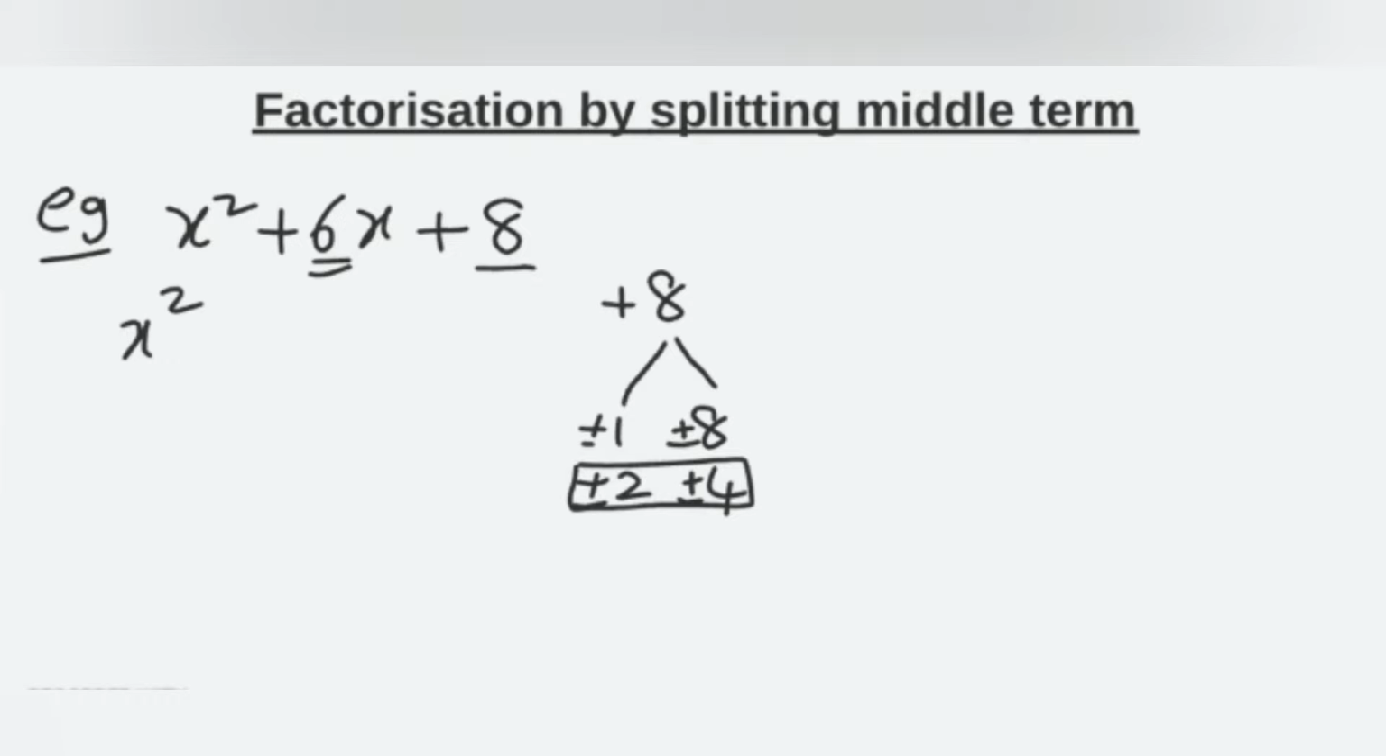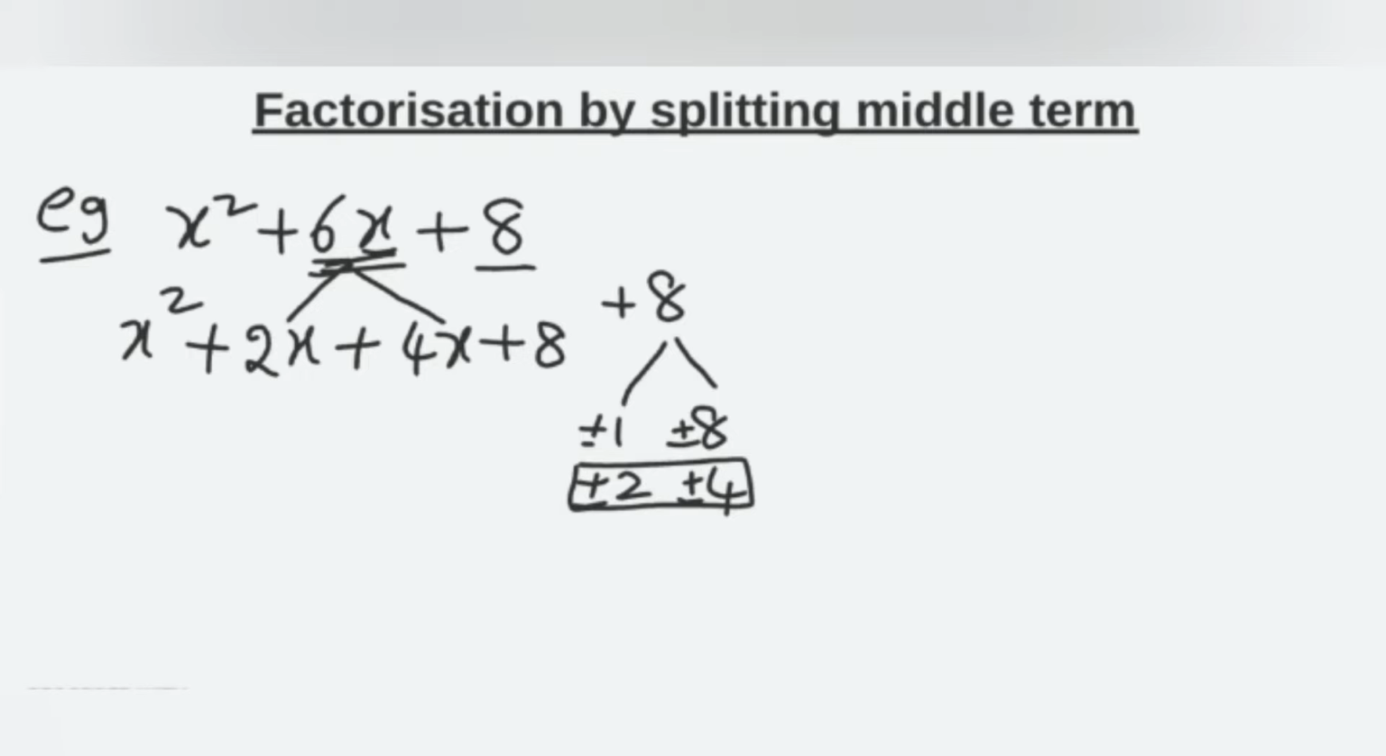So the factors you have chosen, you take them with the variable x. 2x plus 4x. If you add these two, you should get 6x plus 8. So plus 2x and plus 4x, if you add, you get plus 6x. This is the way of splitting the middle term. We have split the middle term in such a way that if you add those two, you get 6x, and if you multiply, you get the last term 8.